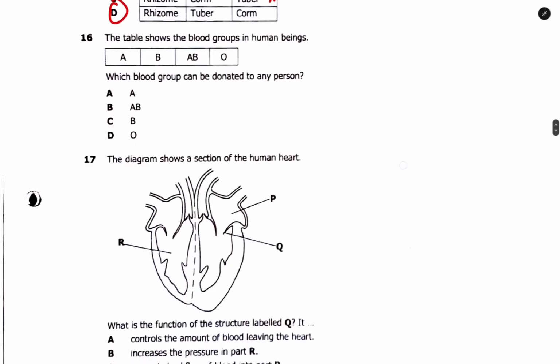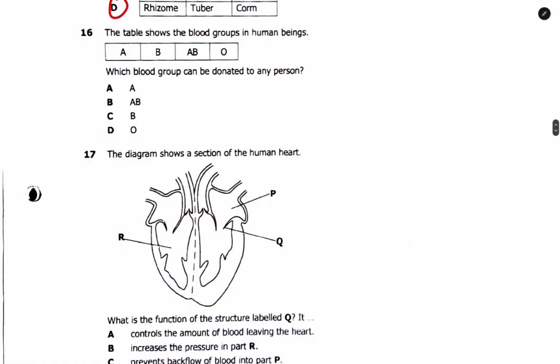Then up to question 16. The table below shows the blood groups in human beings. Which blood group can be donated to any group? So in short, we are looking at the universal donor. So the universal donor here is blood group what? Blood group O. So blood group O is the universal donor. So the answer is D.